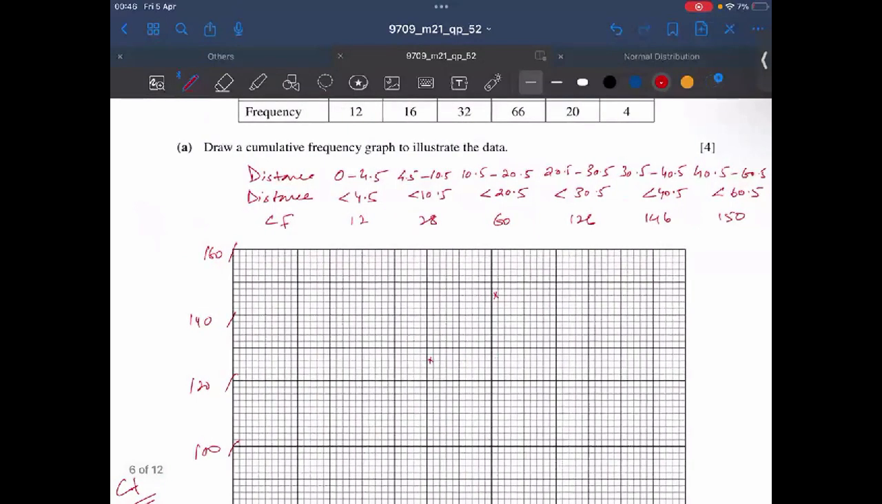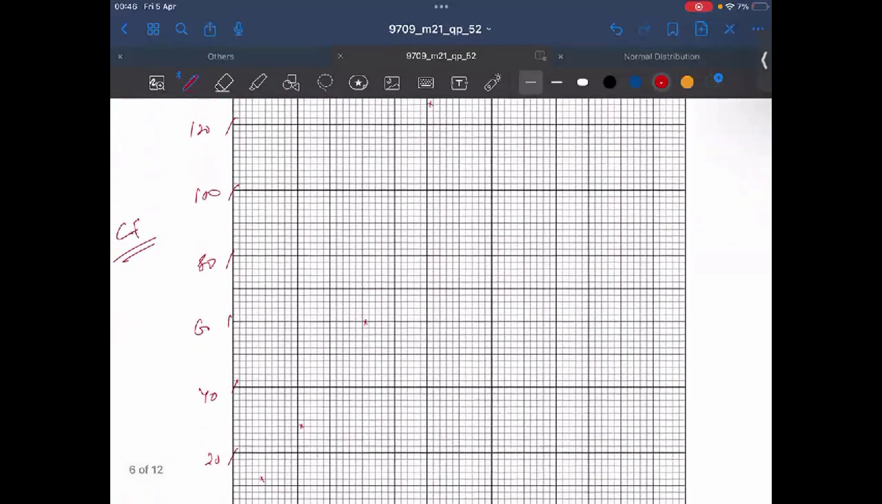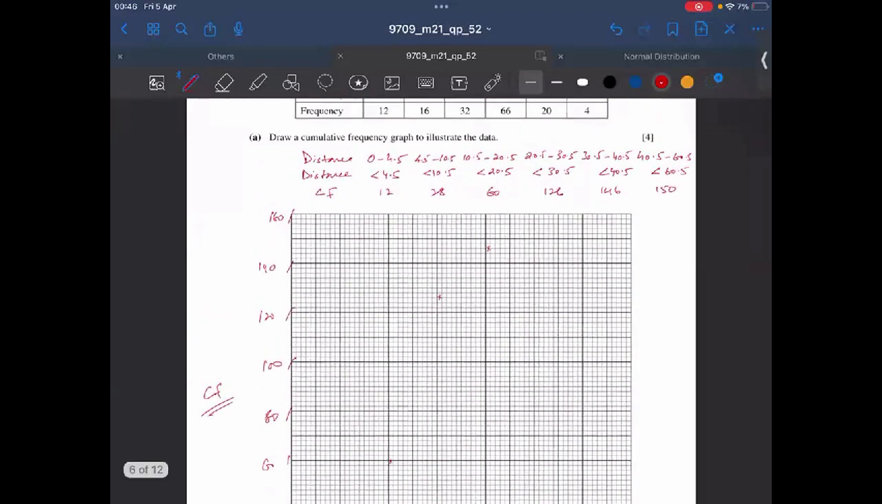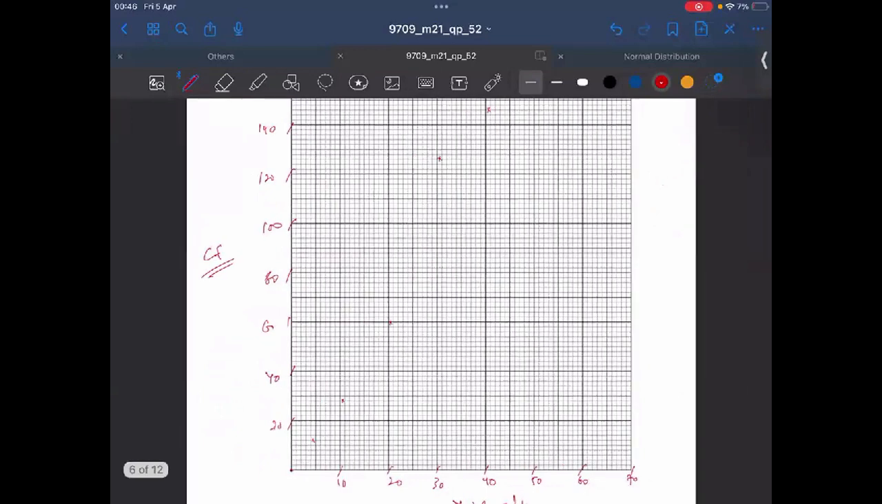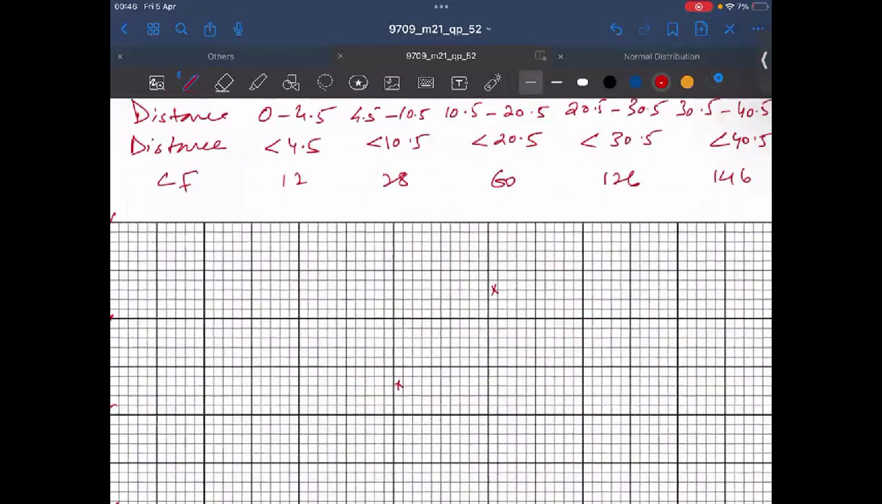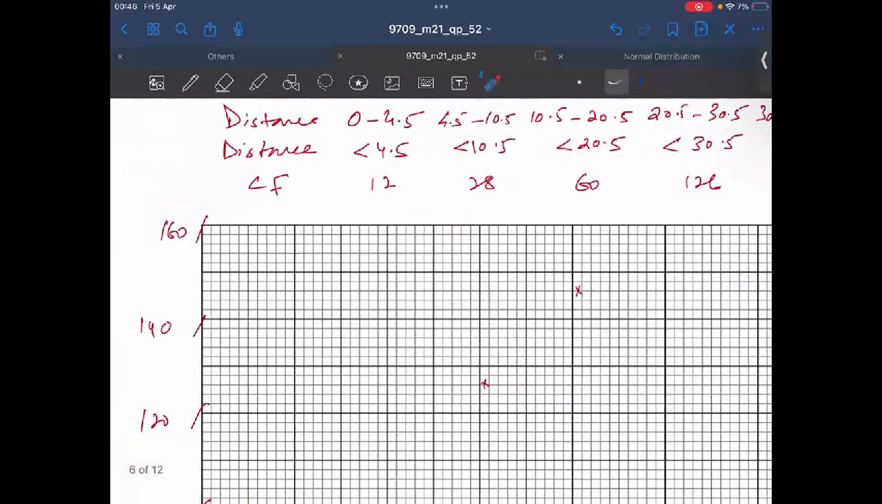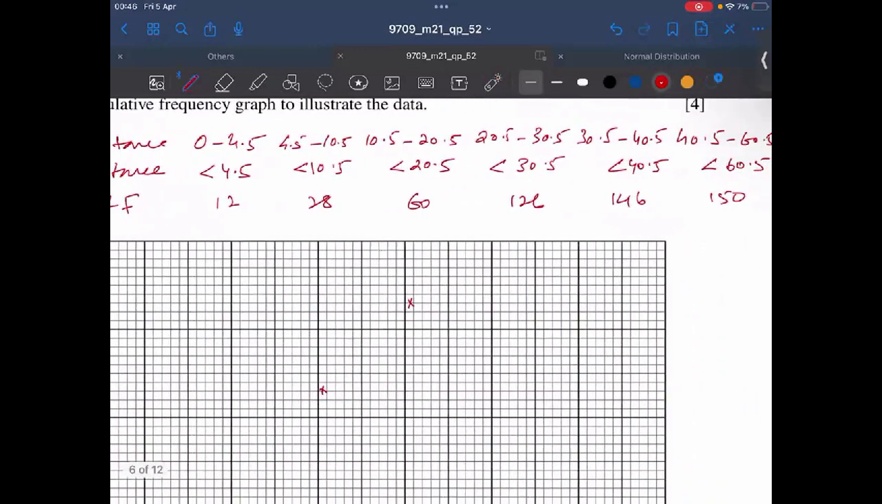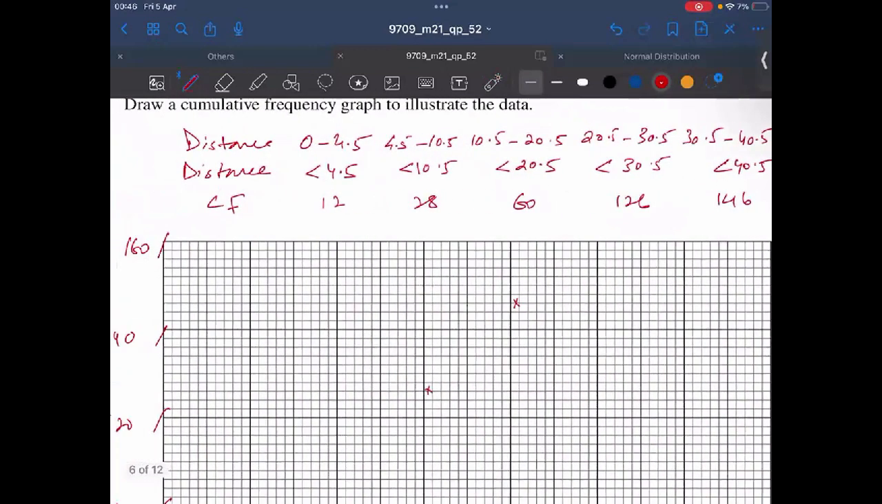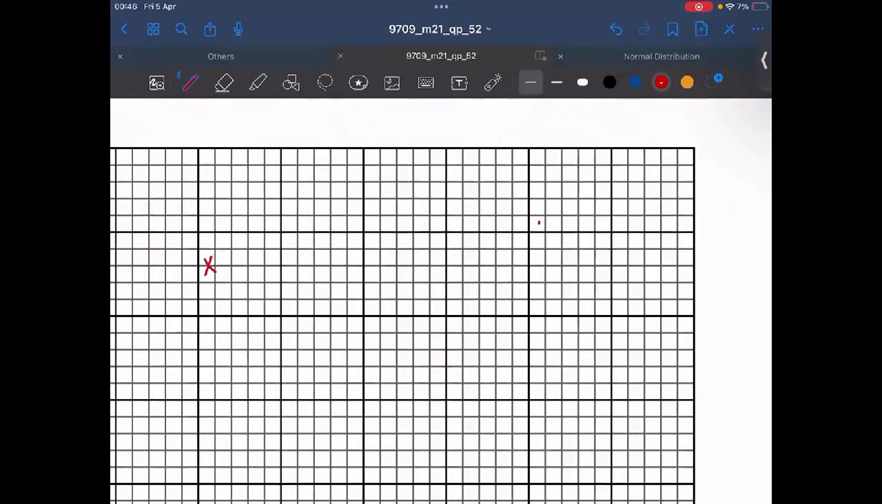150 comma 60.5 comma. Sir, at 30 and 150, what have you plotted? 126. No, 30. This is 30.5, okay, and then 126, 60 and a half comma 150, which is okay, somewhere over here.